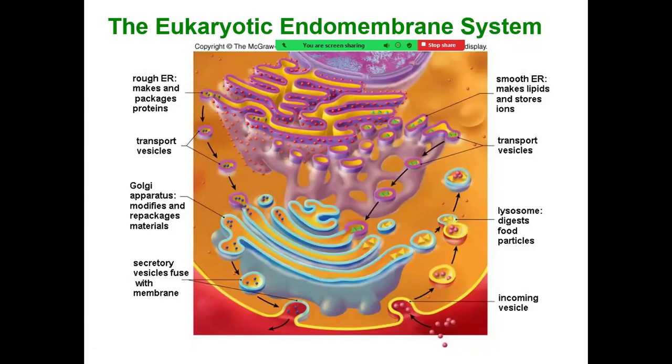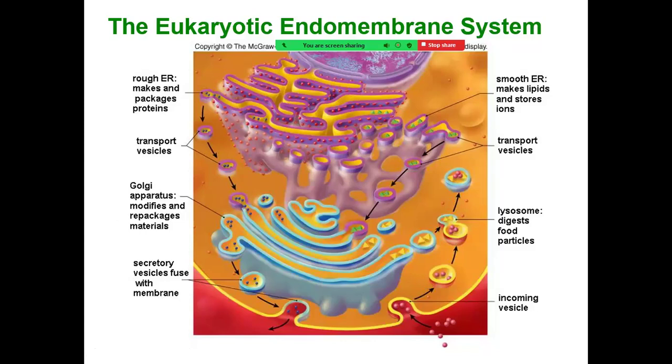Any question about any of that? The ribosomes make the ER look rough. There's also smooth ER, which is endoplasmic reticulum lacking ribosomes. The smooth ER does not make proteins, it makes lipids.